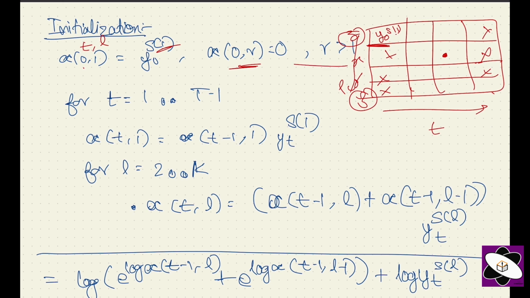we will keep as 0 for r greater than 1, and for every timestamp t, alpha t comma 1 will be alpha t minus 1 comma 1 into y t of this one. So for every t, suppose L is equal to 1, it means this thing. For this it comes from over here itself, so t minus 1, 1.